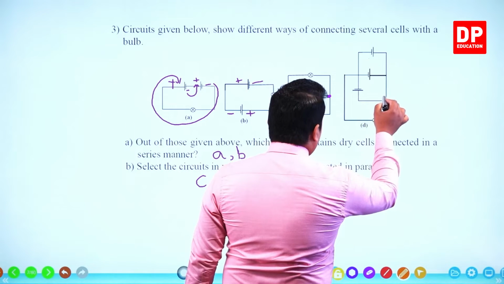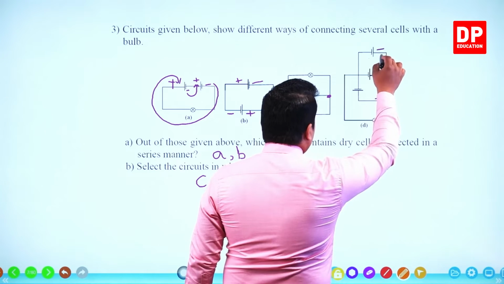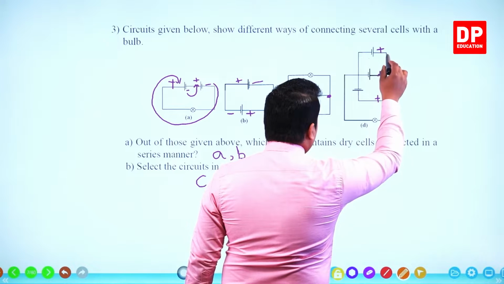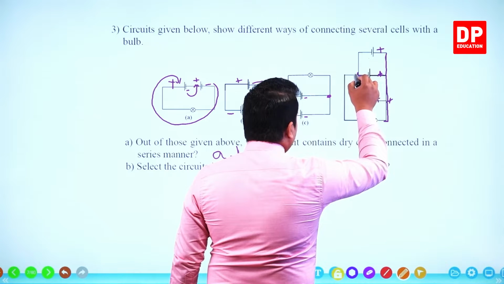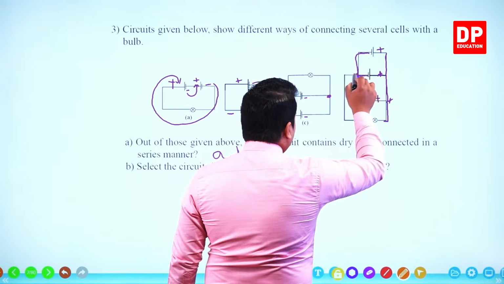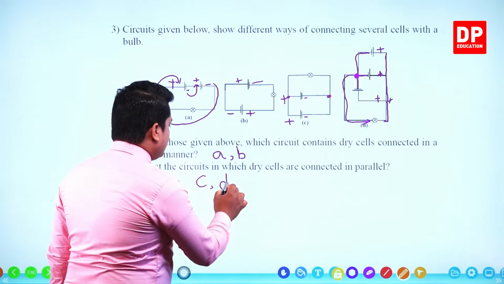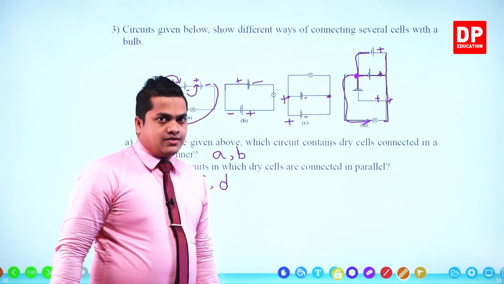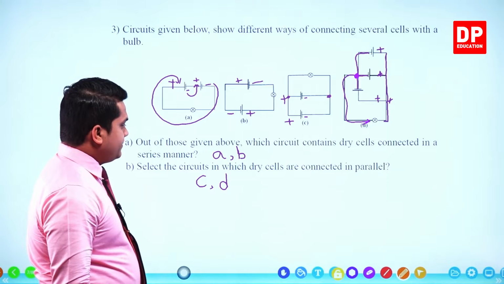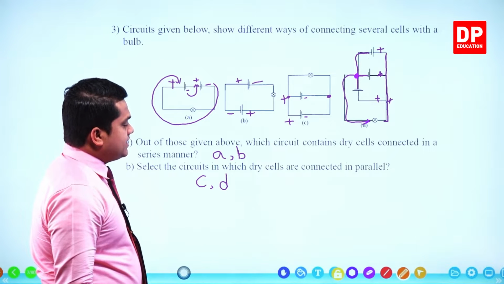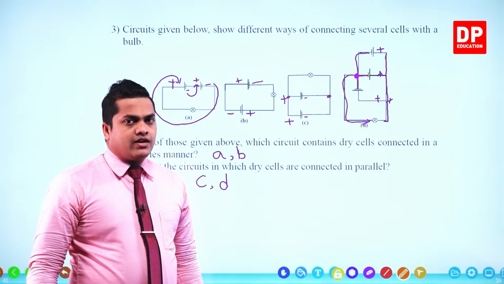Once again in here, this one is positive, this terminal is also positive, this is also positive. So all the positives join together from this line coming towards the bulb. Then this negative, this negative, this negative, all negatives are joined together coming towards the bulb. So D is also the same. Right, so my dear children, these are series and parallel connection in cells.